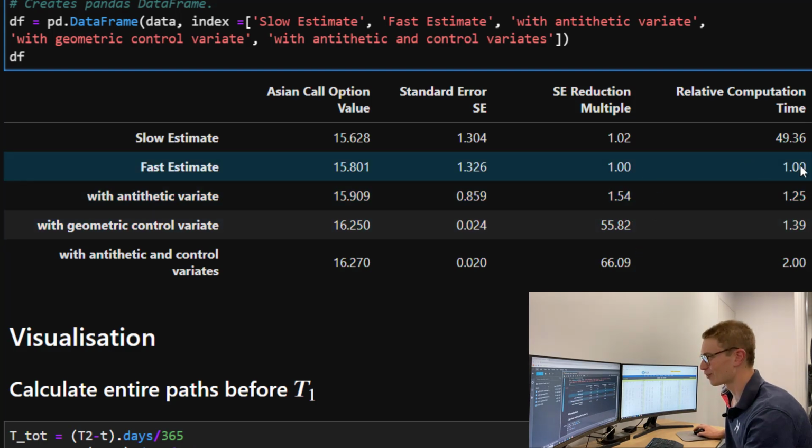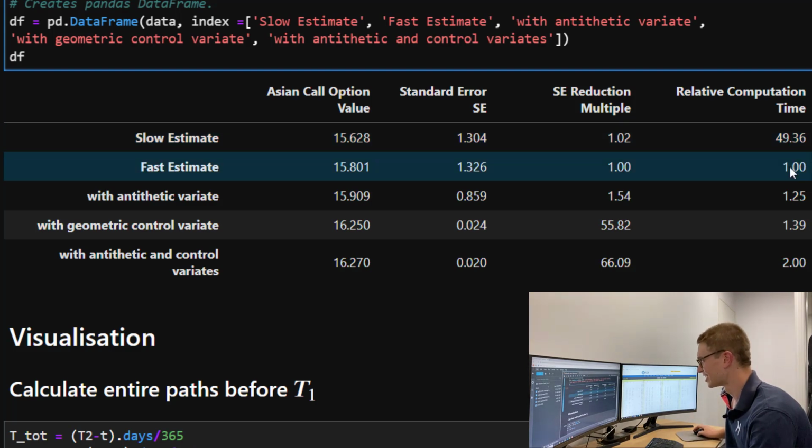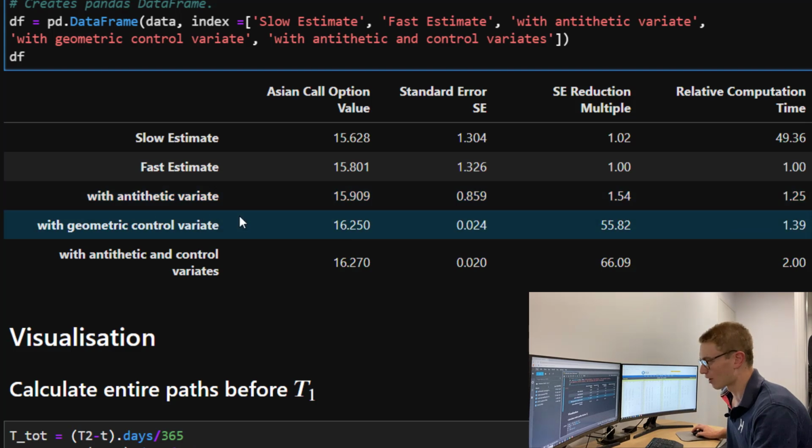Just so you know, if you do not vectorize it, it's about 50 times slower to run our for loops for all the time periods and for all those simulations. So much better to use NumPy arrays for this. As we move to the antithetic variate, you get a reduction in your standard error by about 1.5 for a relative computation time of 1.25 multiple. So the geometric control variate is where you see very significant gains for a relative computation time of only 1.4.